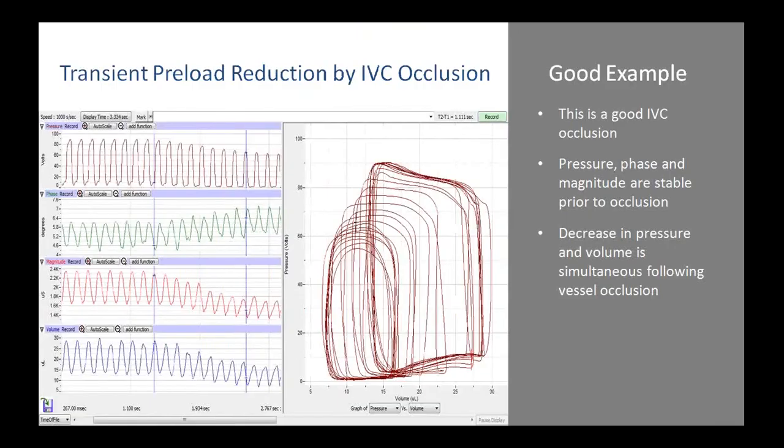Here in this slide, we will cover the transient preload reduction by IVC occlusion. So we see all those channels, but we make note that the pressure on the first row and the volume on the fourth row are decreasing on the same ramp. Here you see that in channel number 2, the ramp is increasing. That's interesting. Why is this ramp increasing?